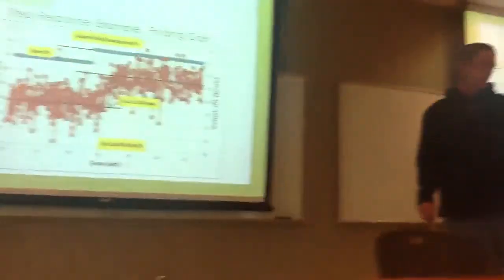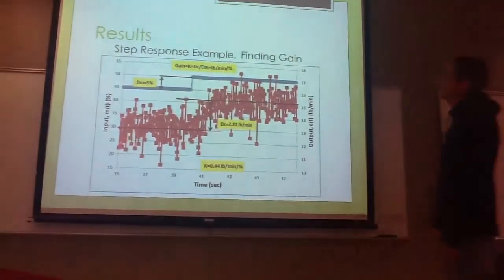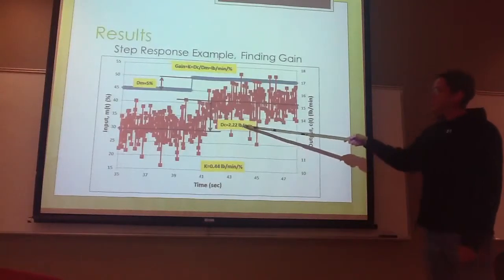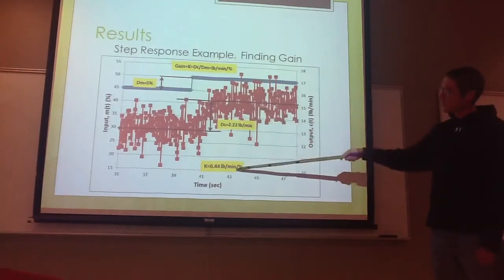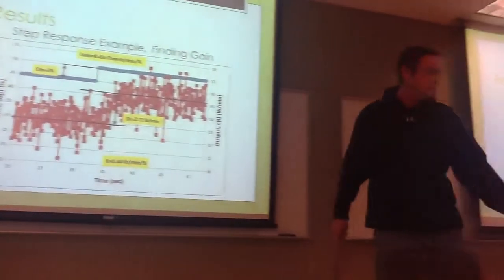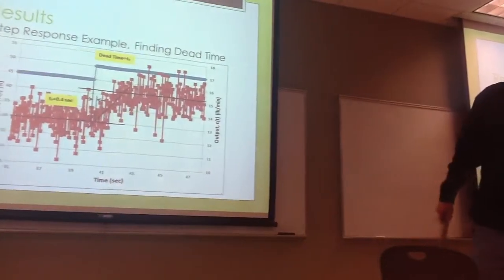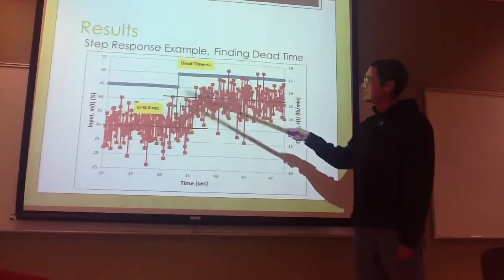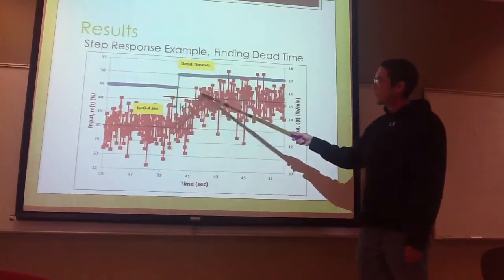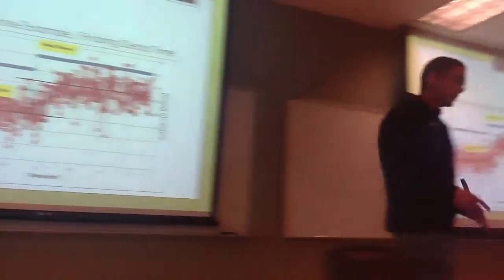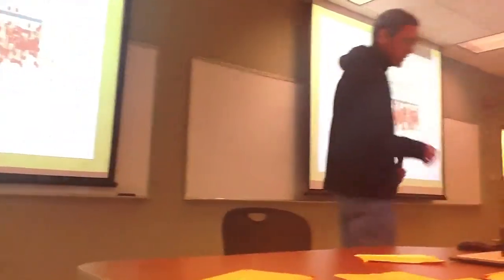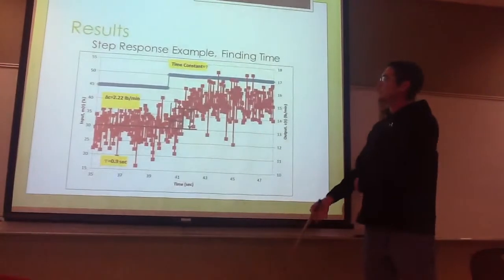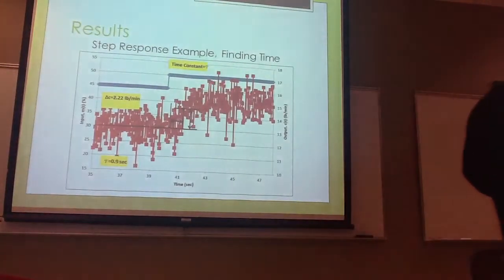The results of the step response: here we see that the change in the manipulated variable is 5%, and the change in the output is 2.22%, you can get a gain from that. And finding the dead time, the time between the input change and the time that it takes your system to react. And then finding the tau, or your time constant, an example of that.